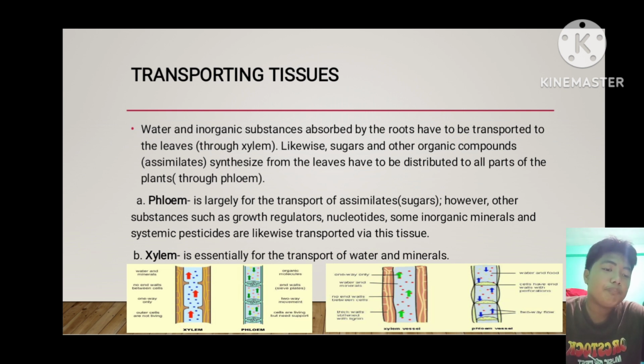First, phloem is largely for the transport of assimilate sugars. However, other substances such as growth regulators, nucleotides, some inorganic minerals, and systemic pesticides are likewise transported via this tissue. Next, xylem is essentially for the transport of water and minerals.